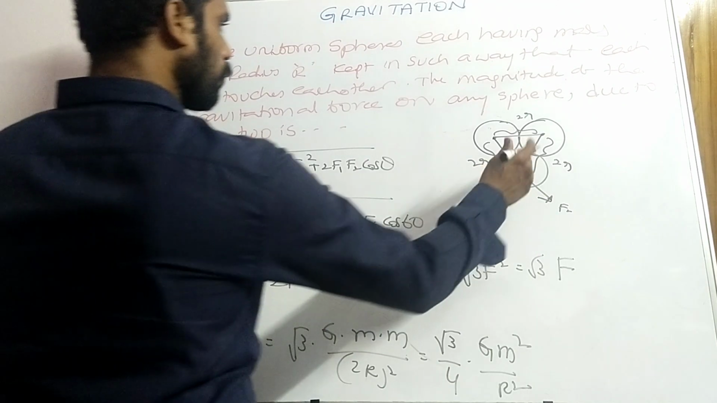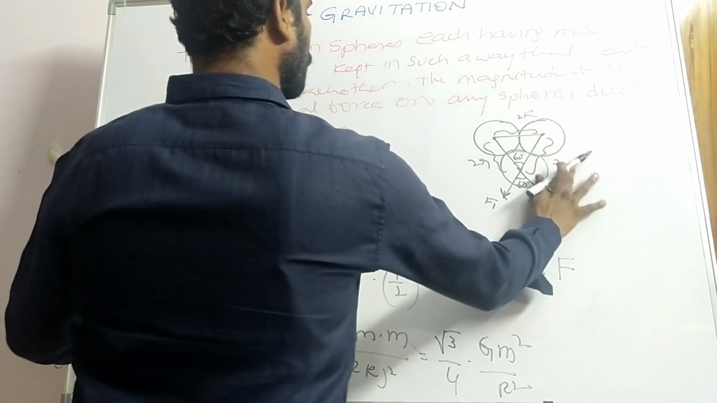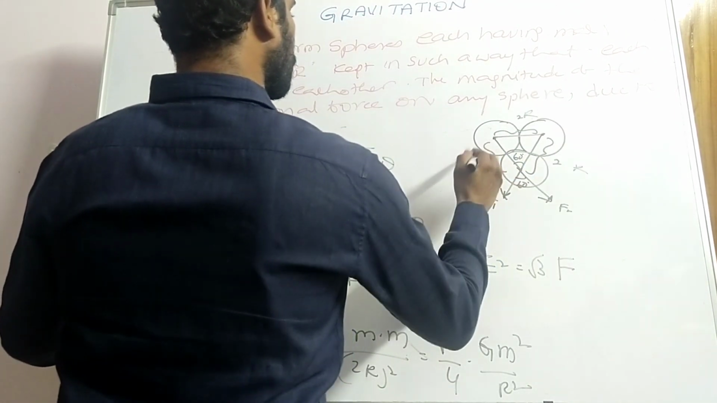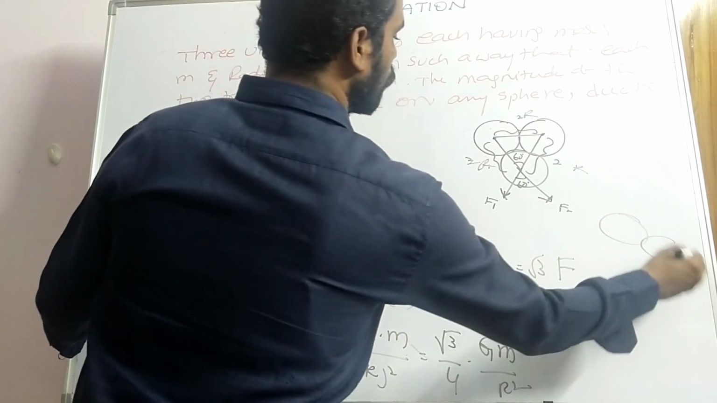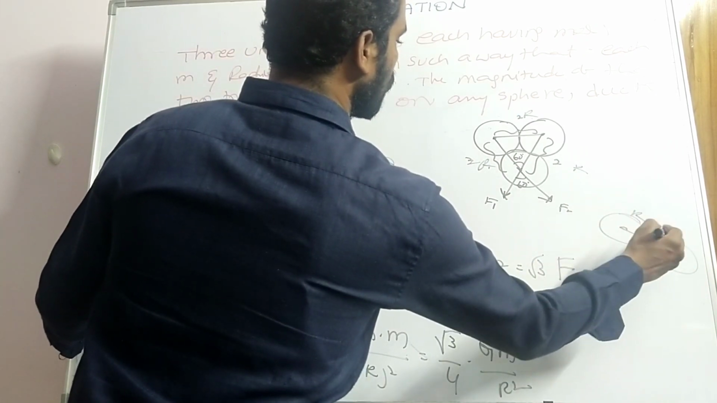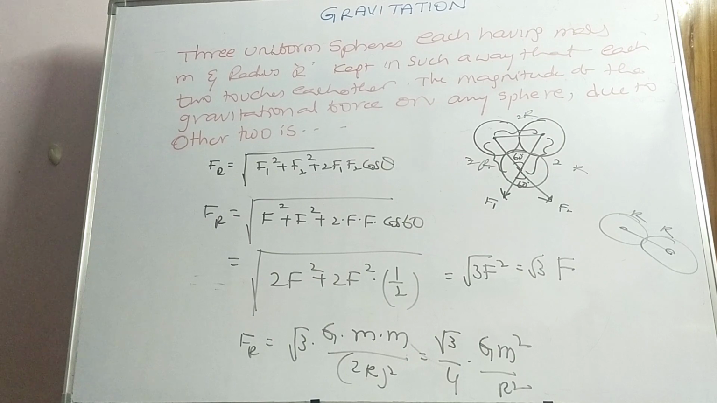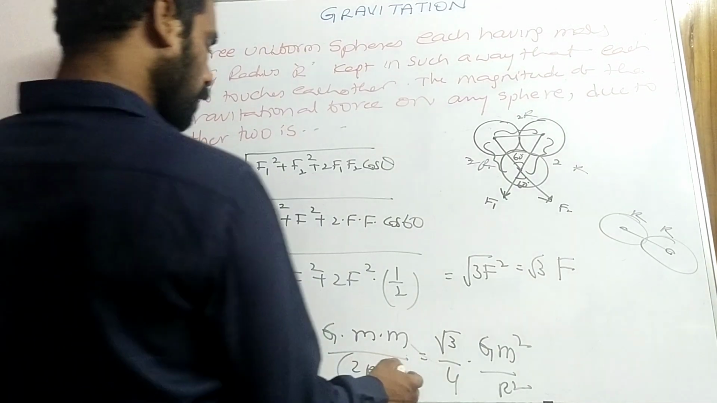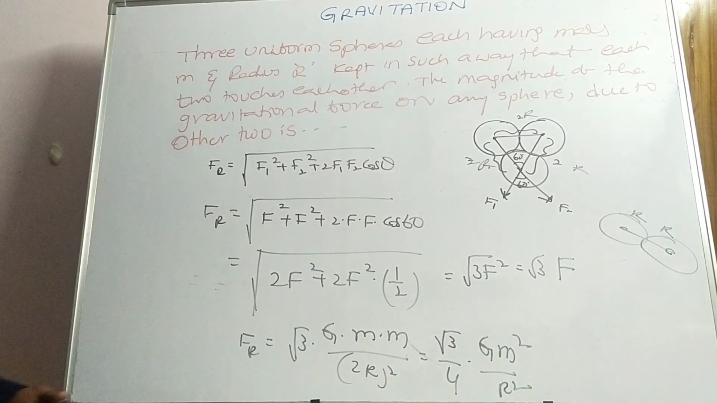Why am I taking 2R? See, it is capital R. Because if two spheres are touching each other, it means radii are adding, so the distance between them is 2R. So the final answer is Fr is equal to root 3 by 4 G M square by R square.